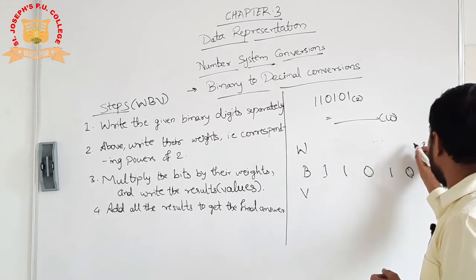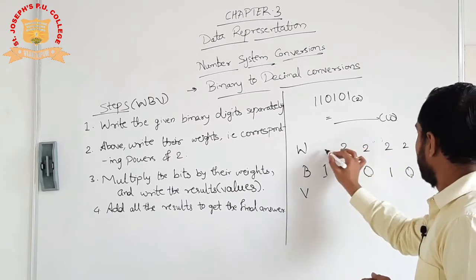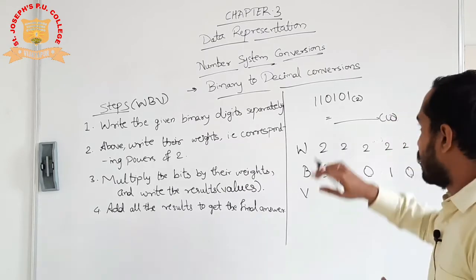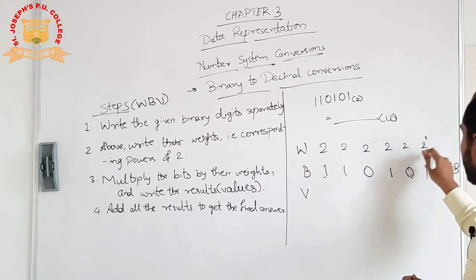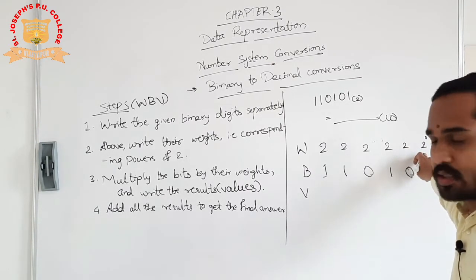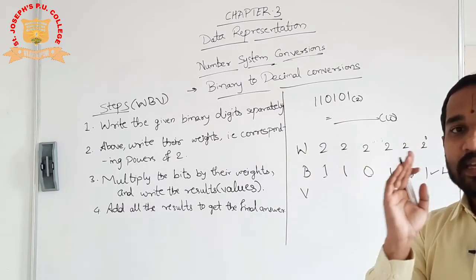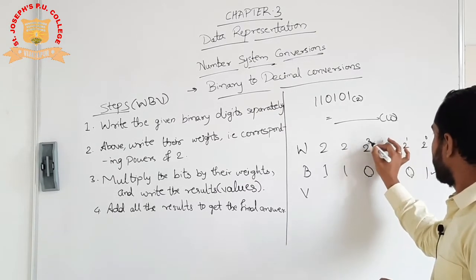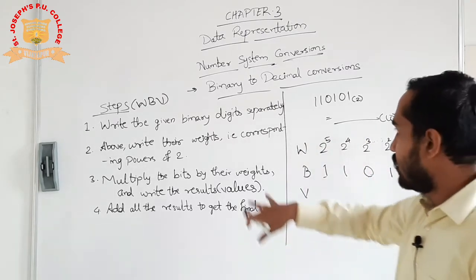So first, write the weight. Just I am writing 2. Where to start the zeros? To the rightmost bit, isn't it? So 2 raised to 0. That means this is the unit's place. You have already done it in writing the positions. 2 raised to 0. As you go to the left, you always increase the powers, correct? 2 raised to 1, 2 raised to 2, 2 raised to 3, 2 raised to 4, 2 raised to 5. Yes, the weights are written.